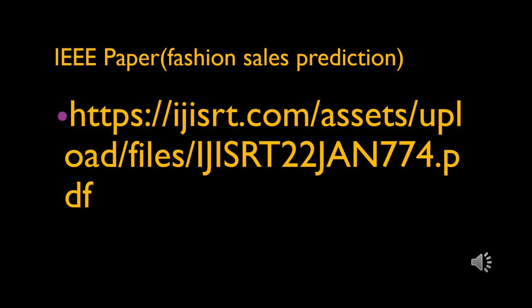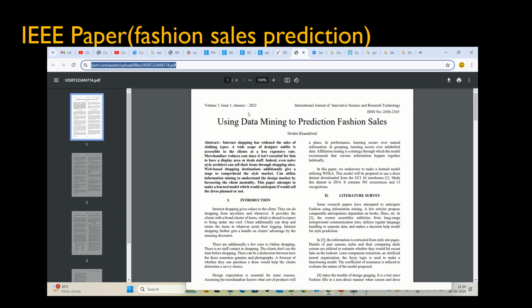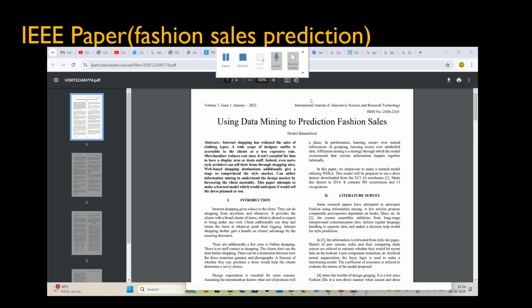This is the website link for the IEEE paper. The PDF is available here. You can download it from here. So I'm going to show you the IEEE paper. I got this from the International Journal of Innovative Science and Research Technology. This paper is named Using Data Mining to Predict Fashion Sales.